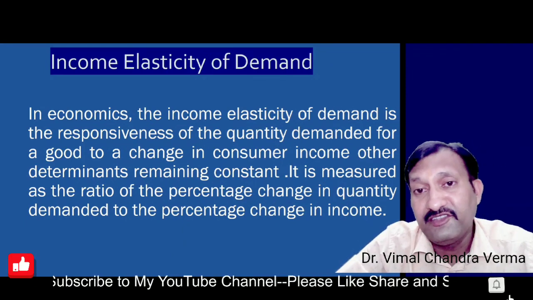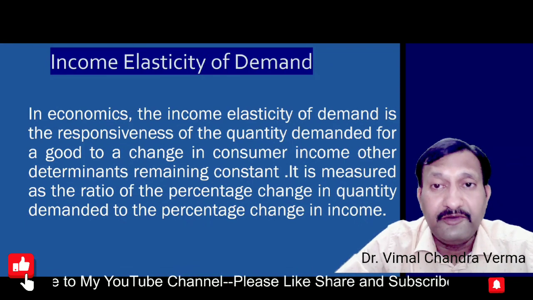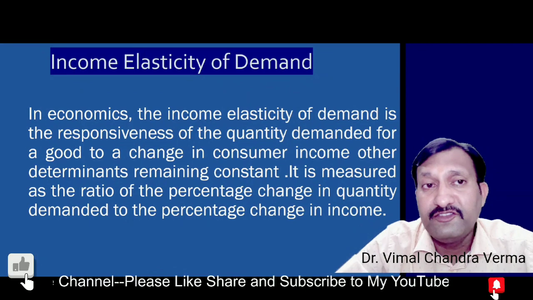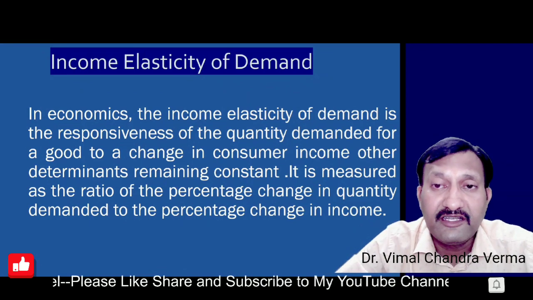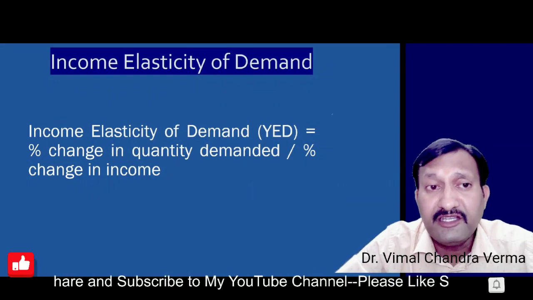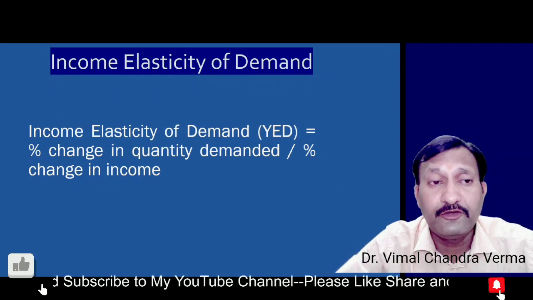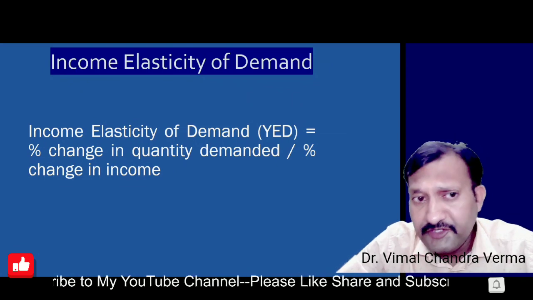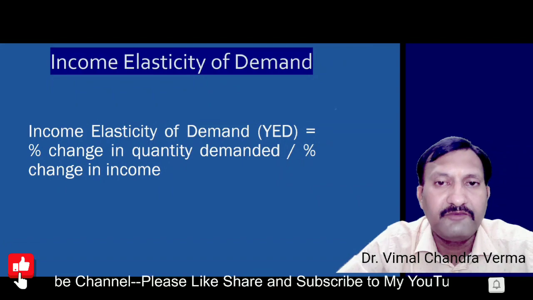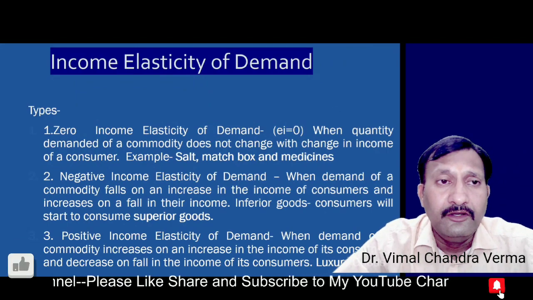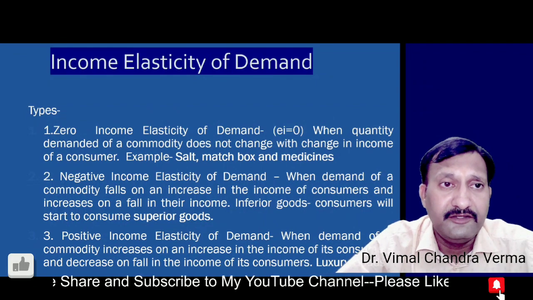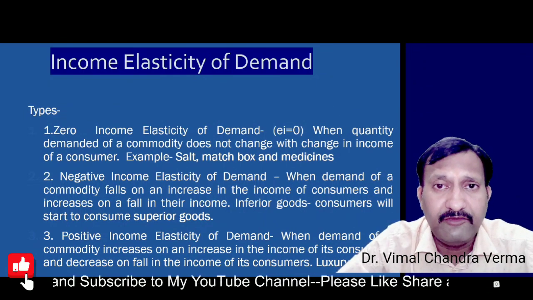What kind of change is there in the demand of a product with respect to change in income of the consumer? It is known as income elasticity of demand. How do we calculate it? Income elasticity of demand is equal to percentage change in quantity demanded upon percentage change in income of the consumer. Let us see what are the different types of elasticity of demand in case of income as a variable.